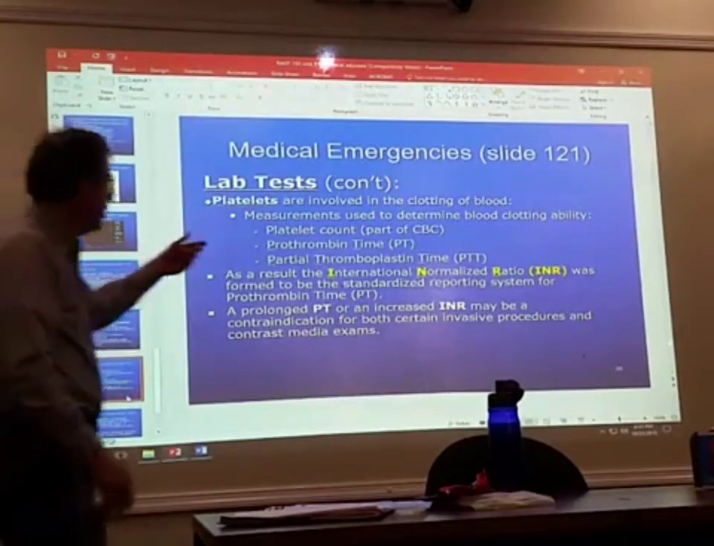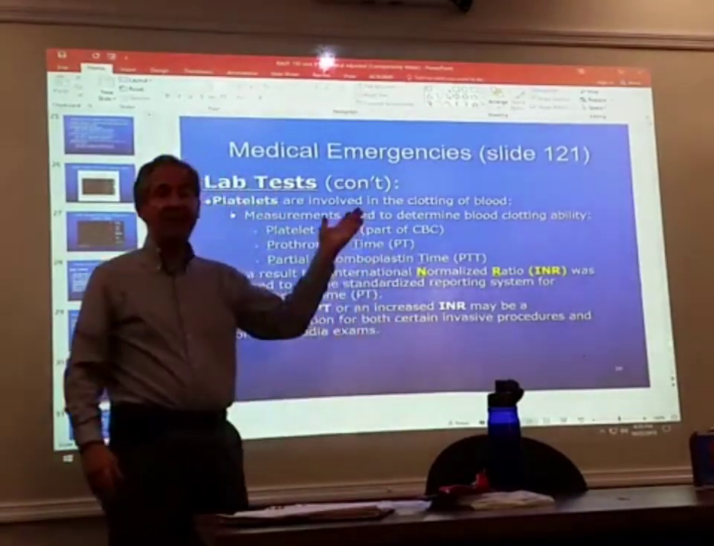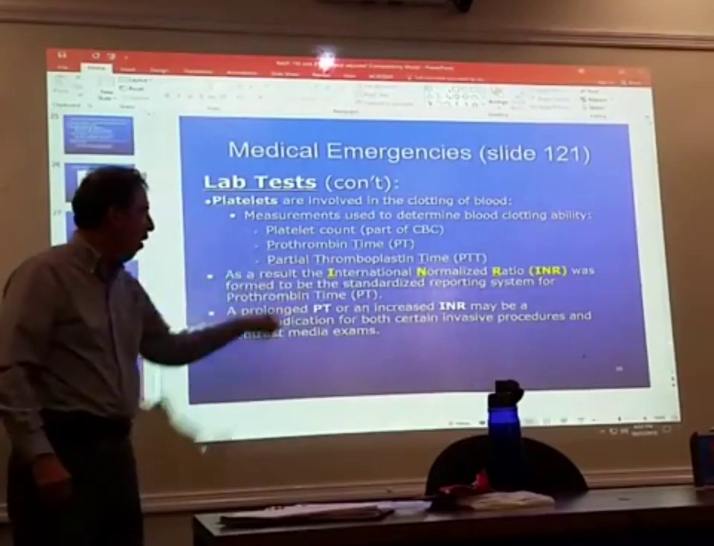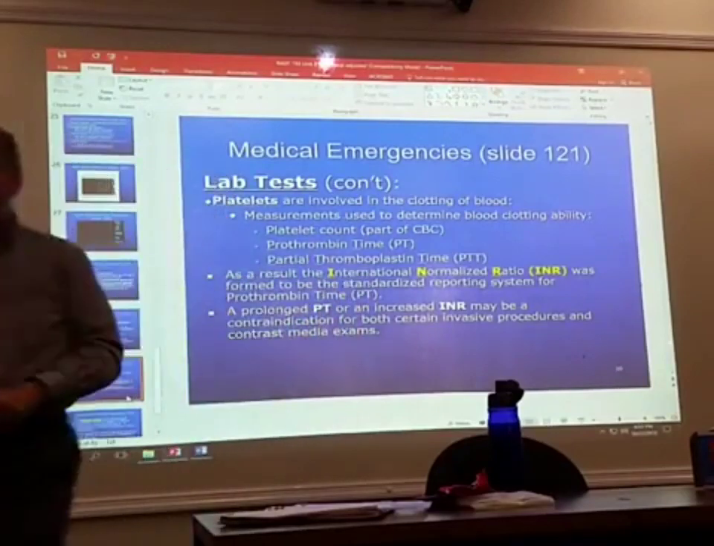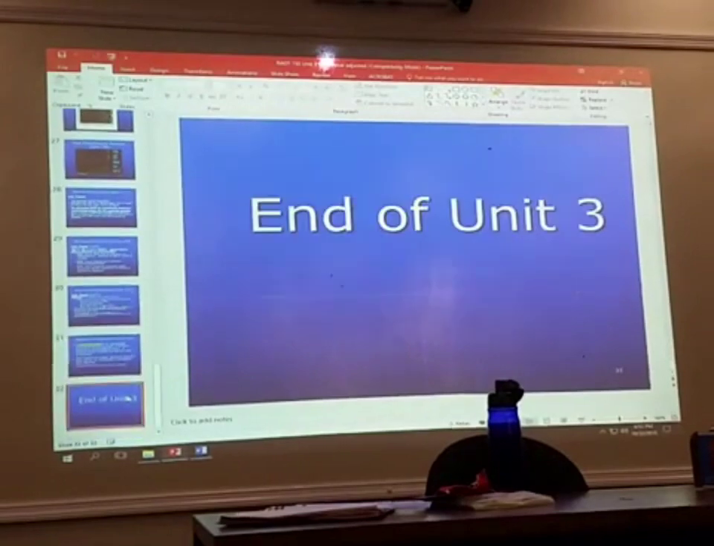With platelets, just being familiar a little bit, what you might have heard of PT and PTT. So knowing those are the INR. So that's some of the different ones that they use. And that's pretty much it for that unit.